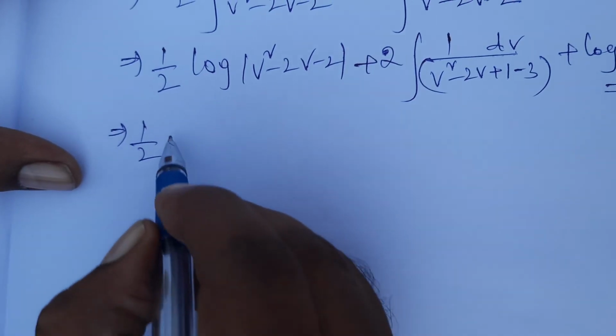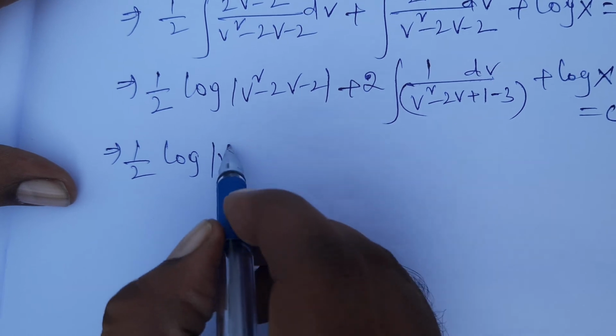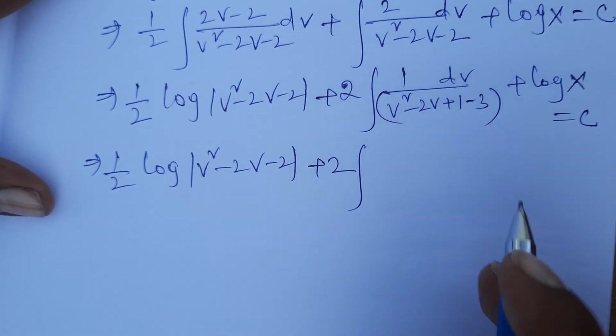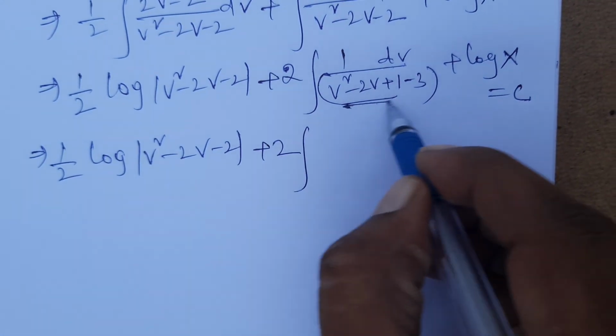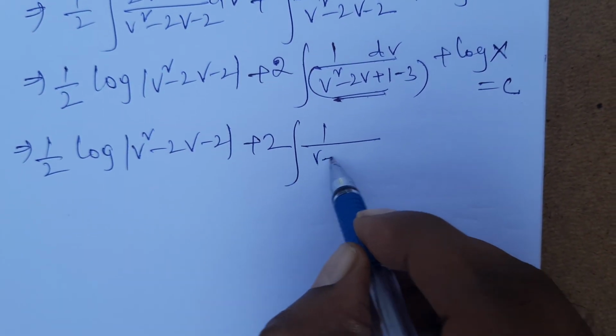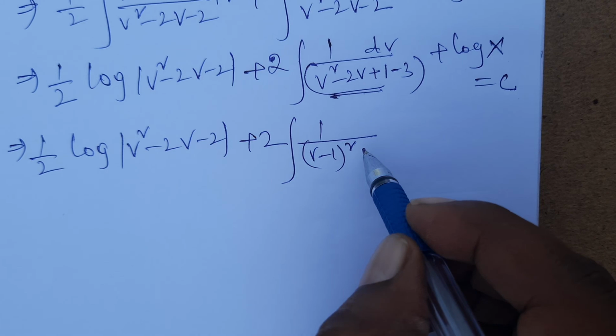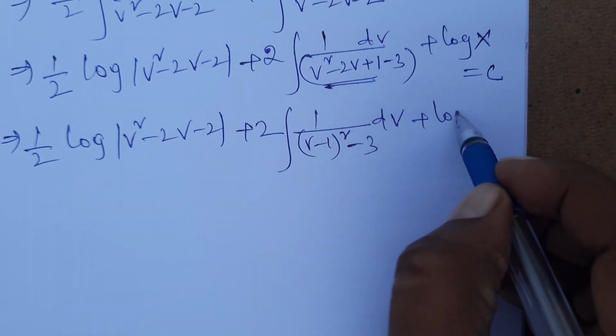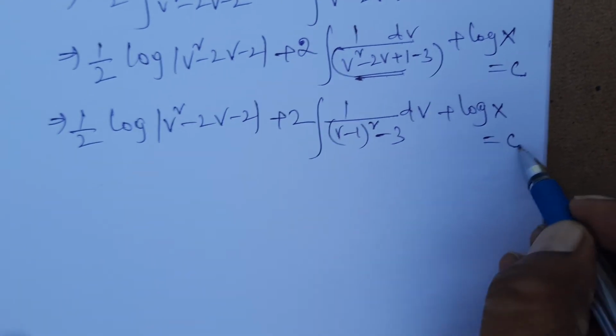Now 1/2 into logarithm of mod (v² − 2v − 2) is the value, plus 2 into integral. How can I write this? Till here it is 1/((v − 1)² − 3) dv, plus logarithm of capital X is equal to c.